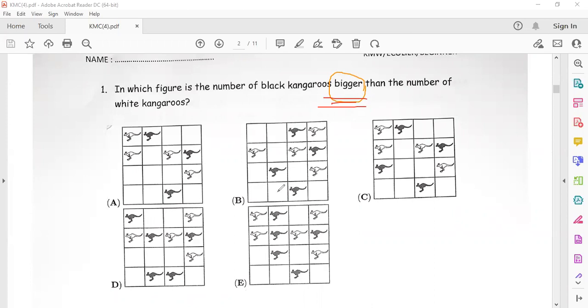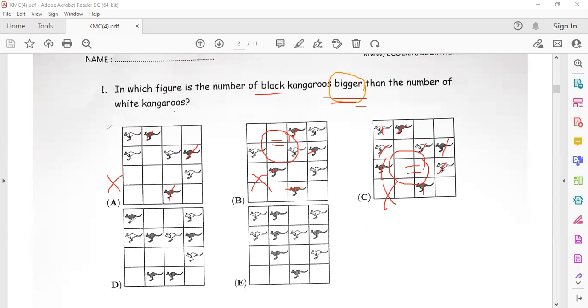Look at your pictures. In option A, we have 1, 2, 3 blacks and 1, 2, 3, 4 whites. So black is less than white. We want black more than white, so this is not an option. Look at option B. We have 4 blacks and 4 whites, which means both are equal, which is also not our option. Let's look at option C. 4 whites, 4 blacks, which means this is also equal, not our option.